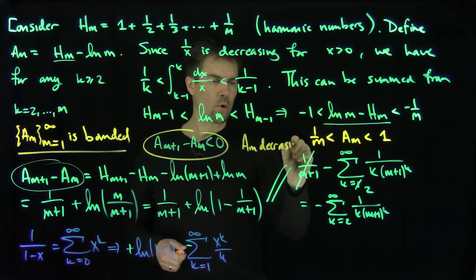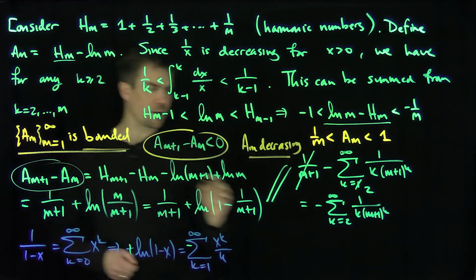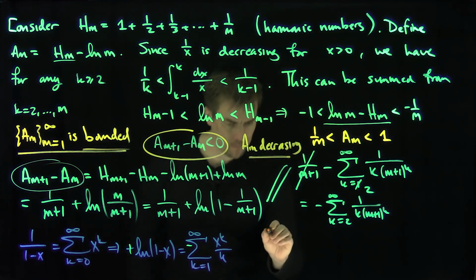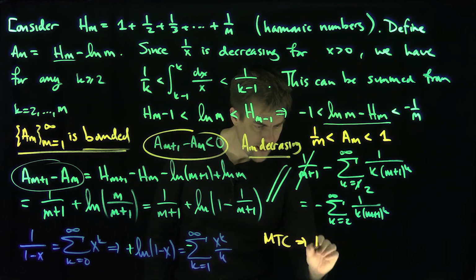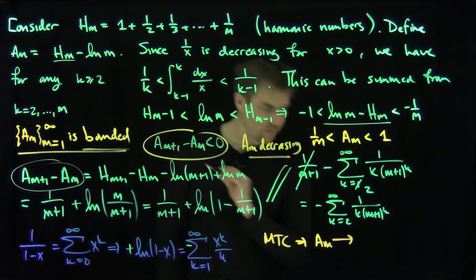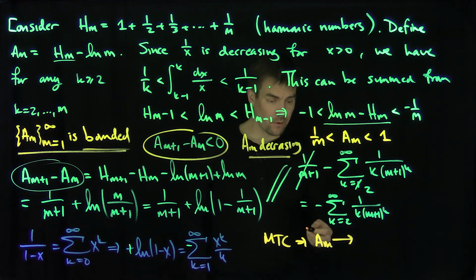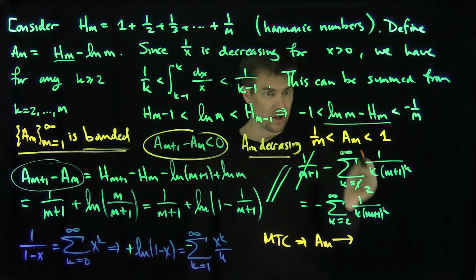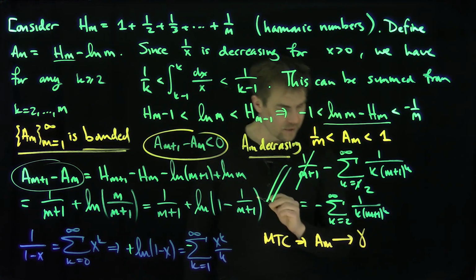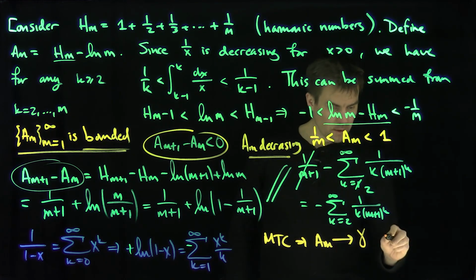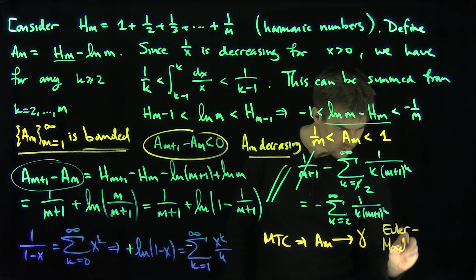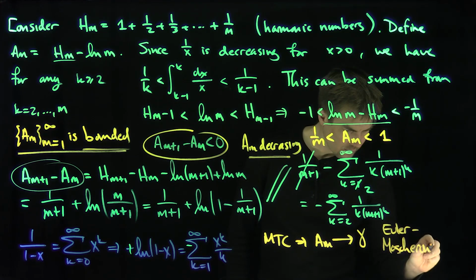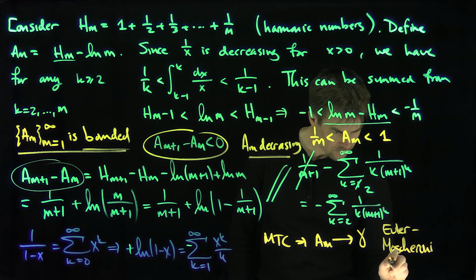So I have a sequence which is decreasing and bounded. And so by the monotone convergence theorem, this implies that a_m converges to some number. The number that it converges to is obviously between 0 and 1, and is this number gamma. This number gamma is called the Euler Mascheroni constant.